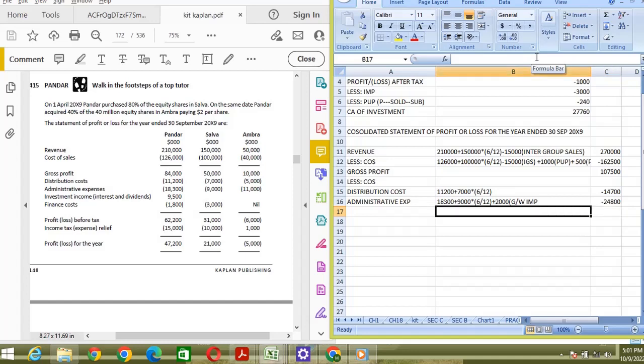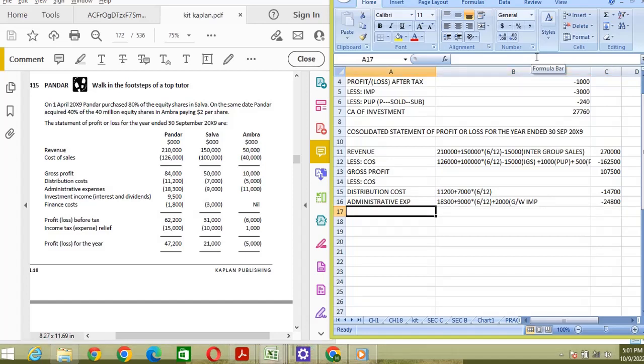Okay, so now investment income here, 9,500. So 9,500 for the parent includes both interest as well as dividend. Here the subsidiary has given a dividend during the year, so we will just eliminate the parent portion of the dividend which we have calculated earlier, that is 6,400.